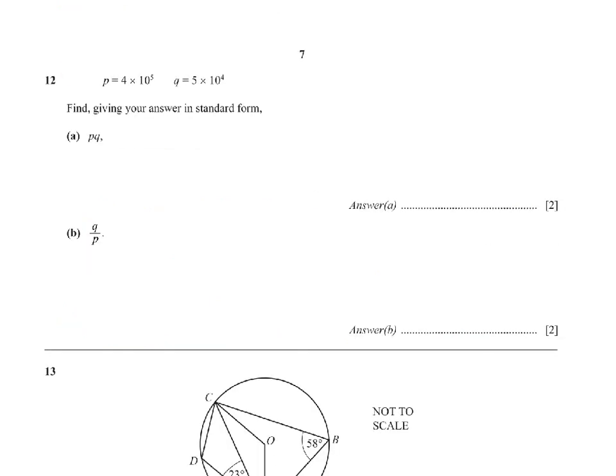Question 12. P is 4 times 10 to the power 5 and Q is 5 times 10 to the power 4. Find, giving your answer in standard form, PQ, which basically means P, which is 4 times 10 to the power 5, times Q, 5 times 10 to the power 4. So plug it in your calculator and then make sure to write your final answer in standard form, which is 2 times 10 to the power 10.